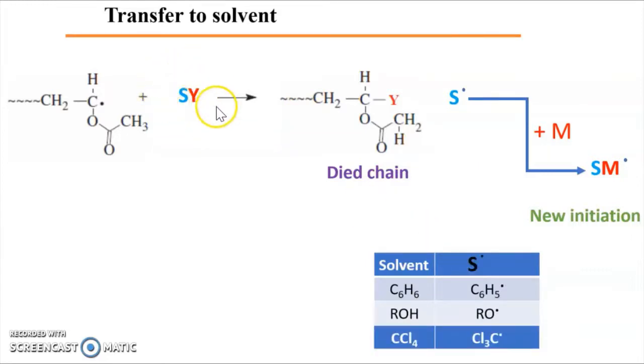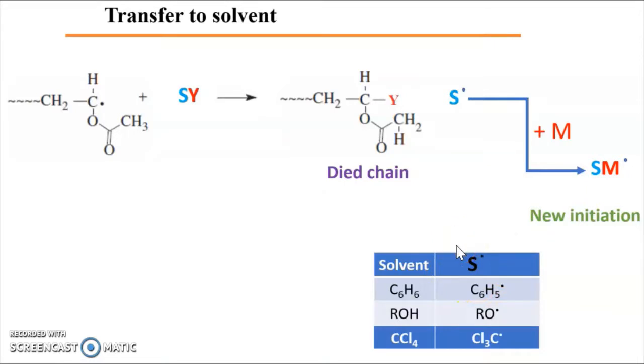So we have this transfer to solvent if the solvent has an easy leaving group. So as examples, if I have C6H6 or ROH or CCl4, here I have an easy leaving group, so I can form a transfer.